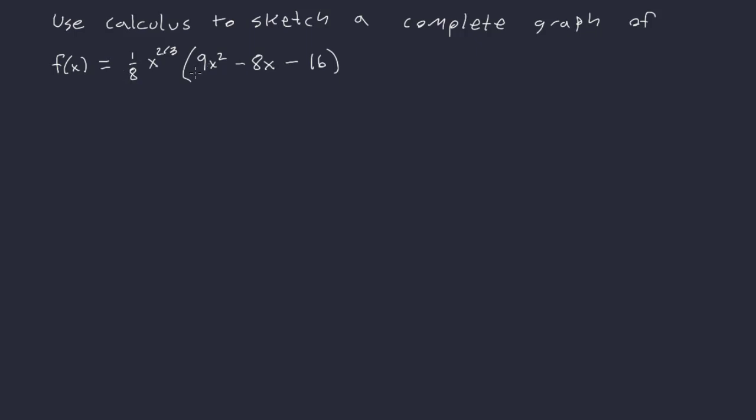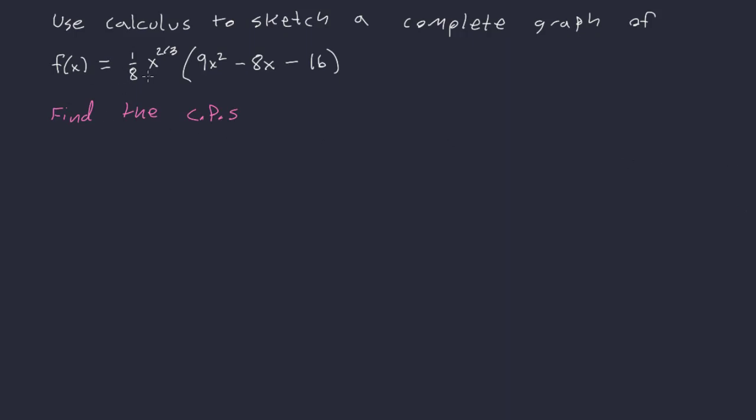So to get started, I'm going to distribute this x to the 2/3 over, or we could do the product rule if we wanted to, but I'd rather just do a bunch of power rules. Okay, so I'm going to start here with finding the critical points.